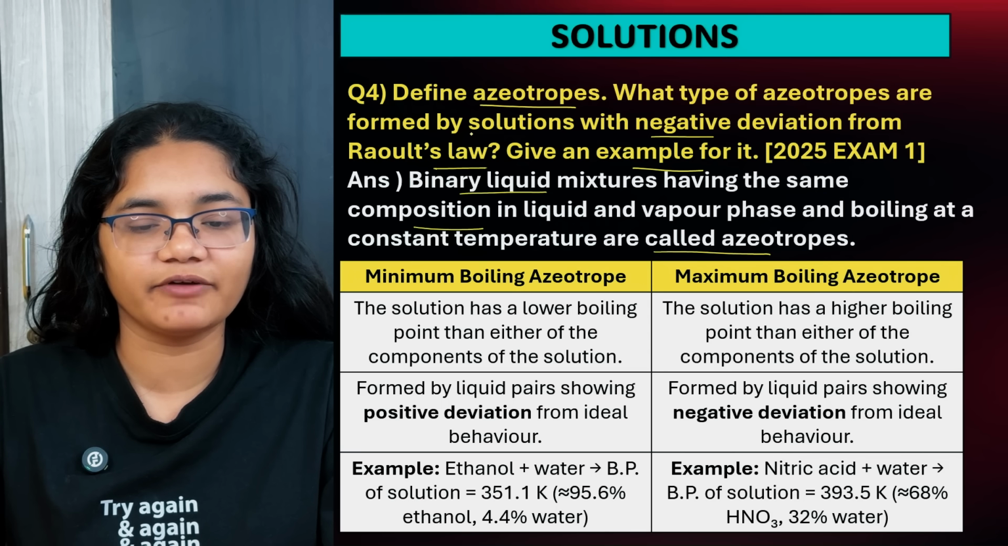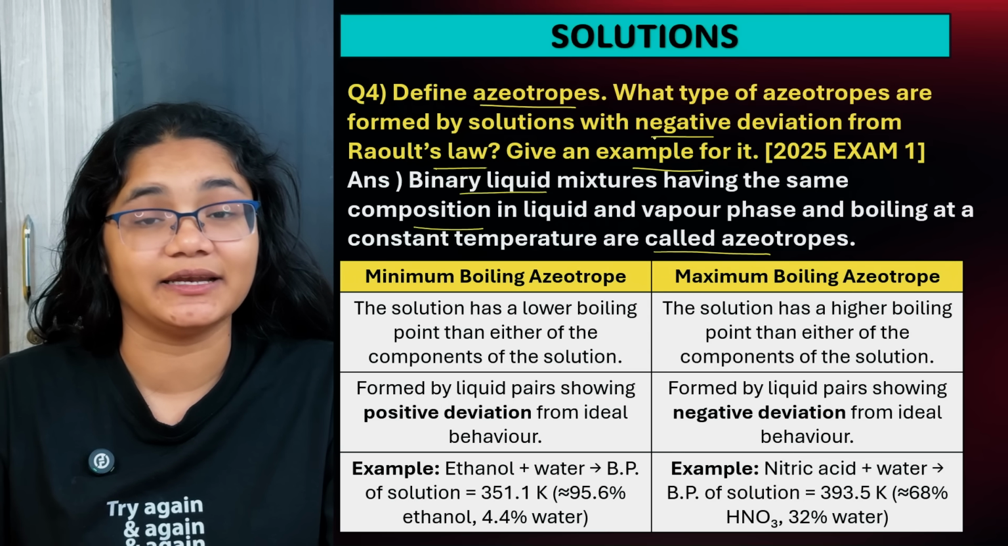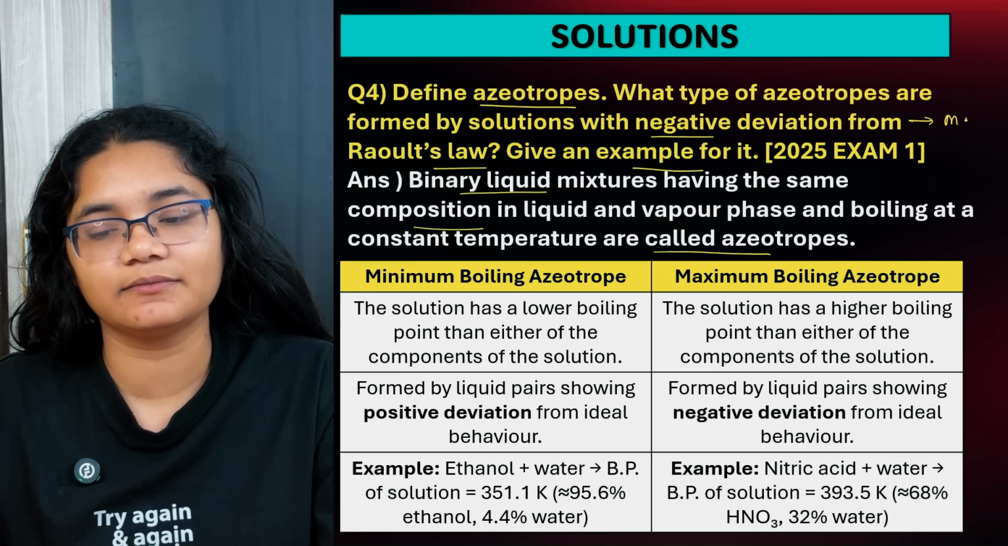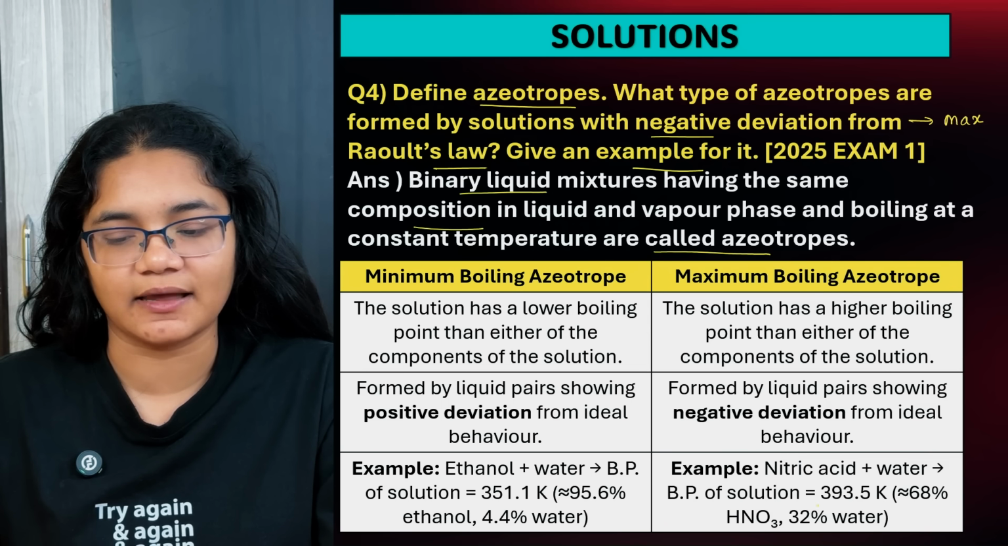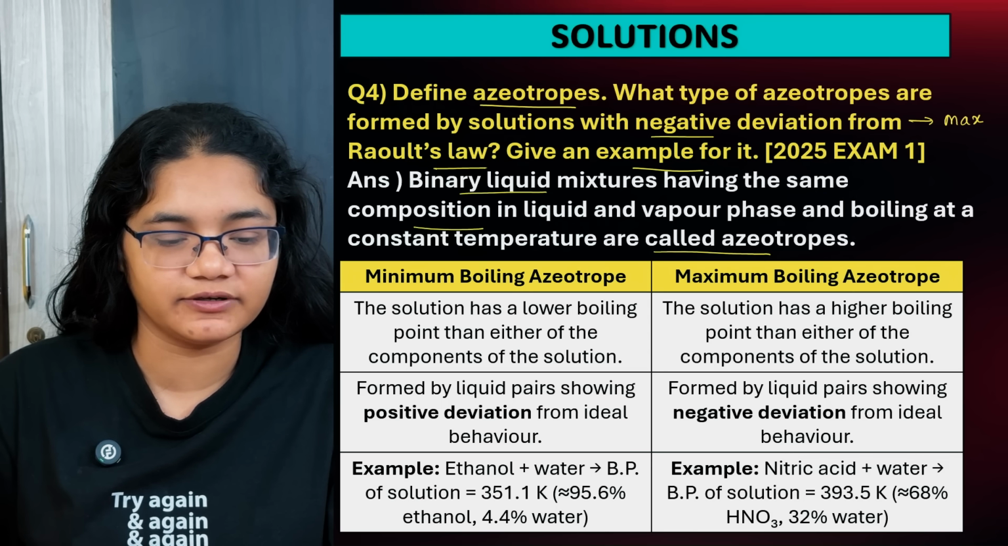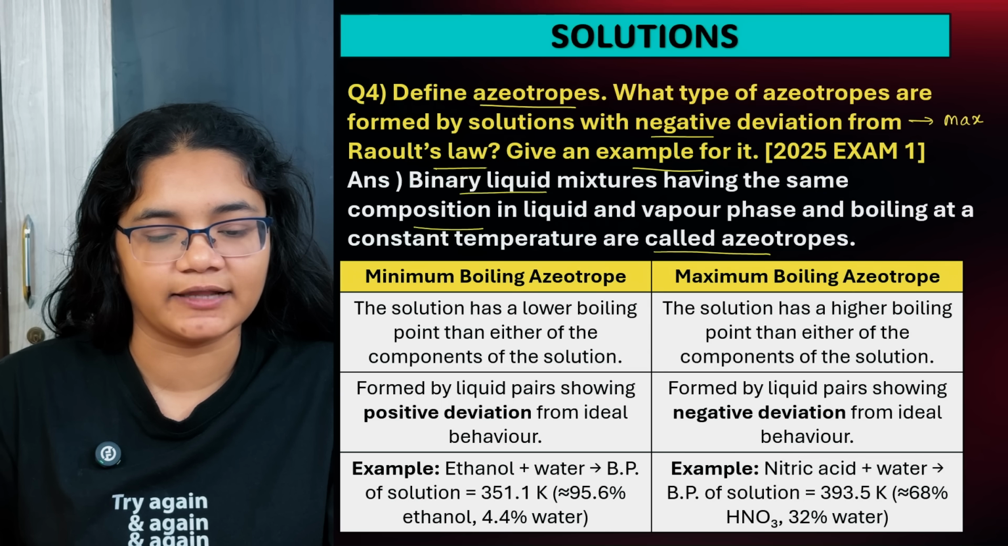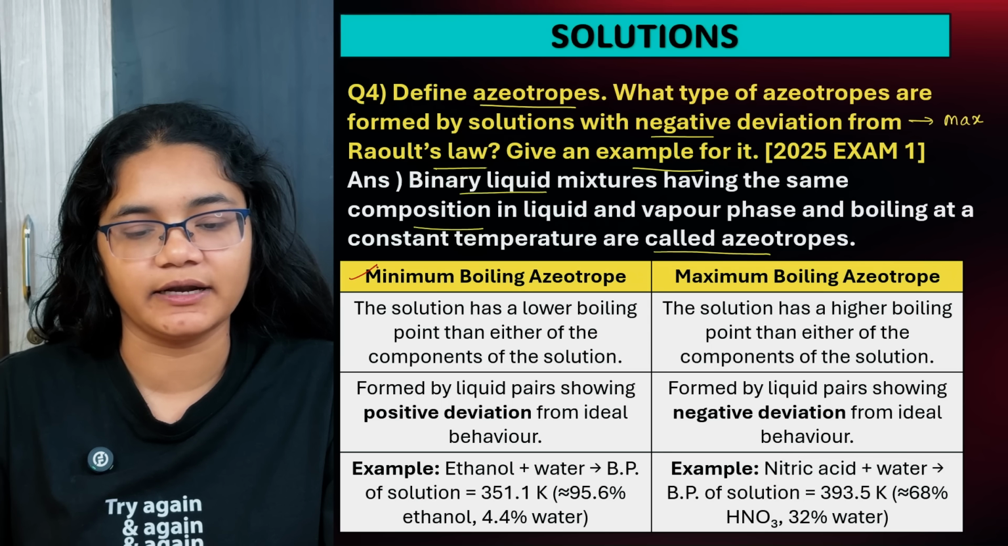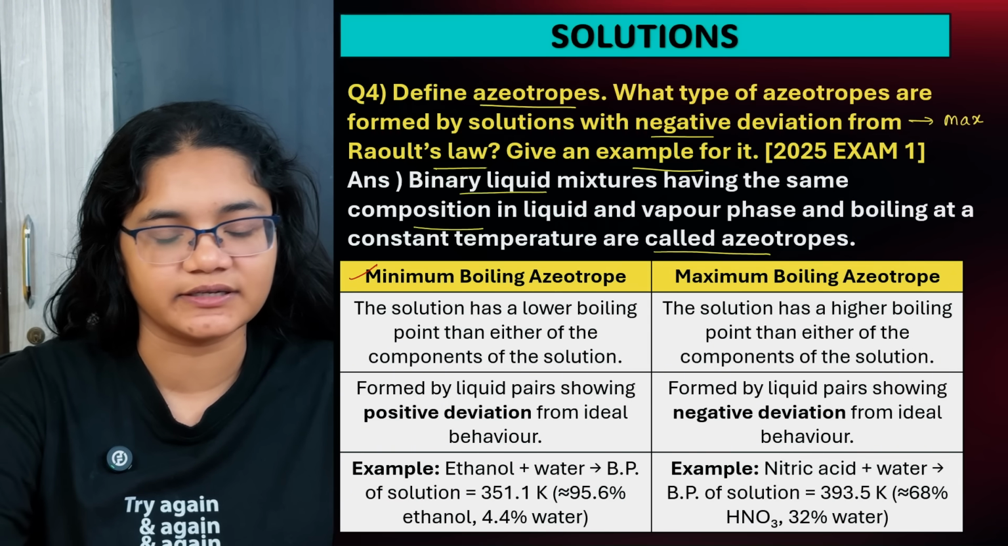Now, what type of azeotropes are formed by the solutions with negative deviation? They form maximum boiling azeotrope, and an example for them is nitric acid and water. But the question can also be asked in the form of the difference between minimum and maximum boiling azeotrope. So in that case you can read this answer as well. So prepare this also, it is important.